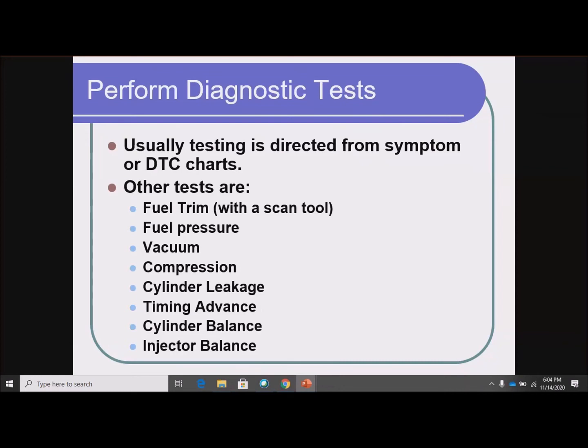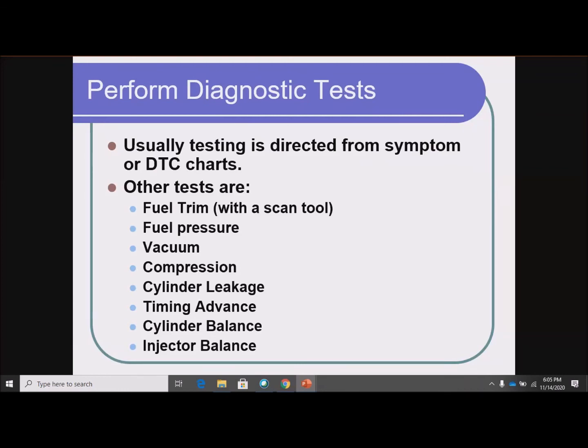And so that's what we're going to go through next week and things like that. Other tests that are available. We can use a scan tool and do fuel trim, right? So this is using a scan tool, but we're not using the onboard diagnostics of the car. We're using our own observations. The scan tool is just to read data. We can do fuel pressure testing, vacuum test, and some of these things we've demoed or done in the lab, right? Compression test. I know everybody got to do a compression test. Cylinder leakage test. Maybe a timing advance test.